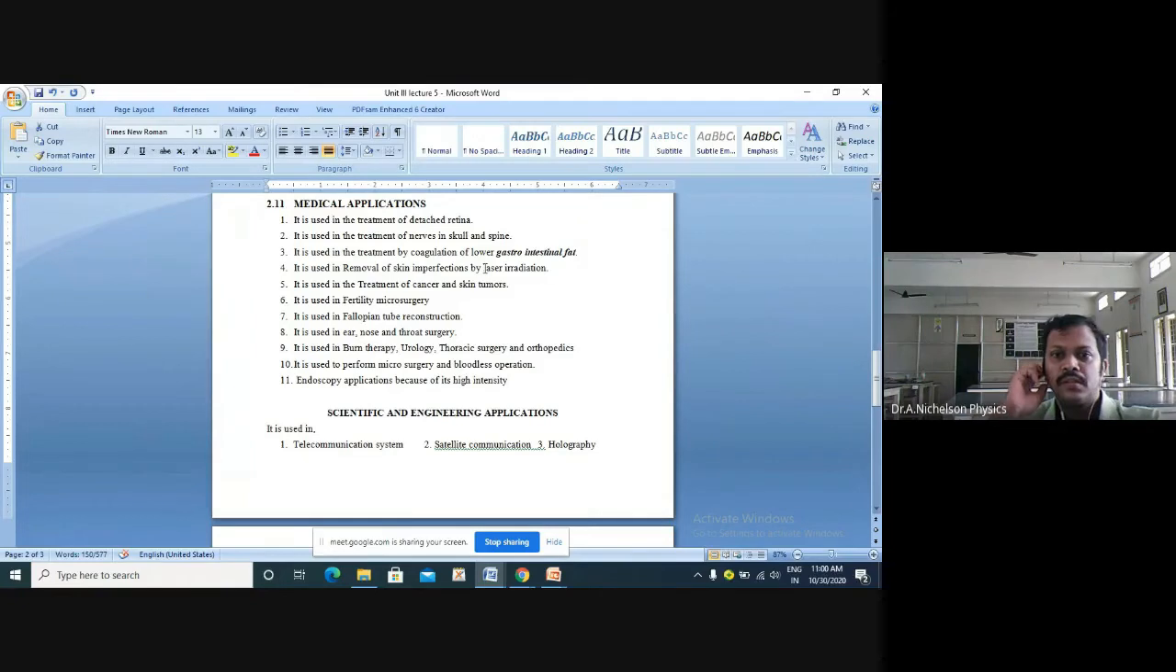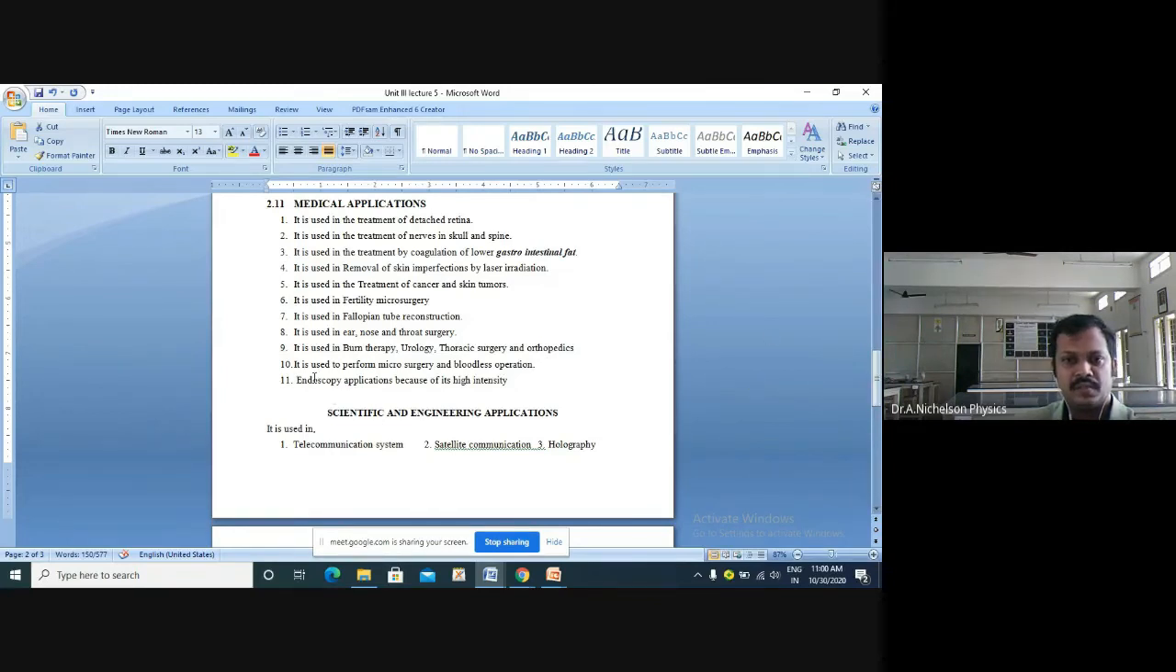in order to have glamorous skin. Then treatment of cancer, skin tumors, fertility microsurgery, then fallopian tube reconstruction. These things are involved in the fertility of human beings, for reproduction purposes. Then it is used in ENT, urology, and in bloodless operations, etc. A lot of medical applications are there.